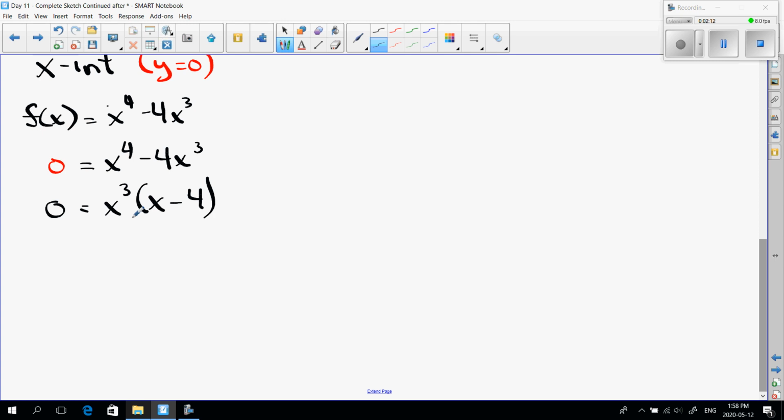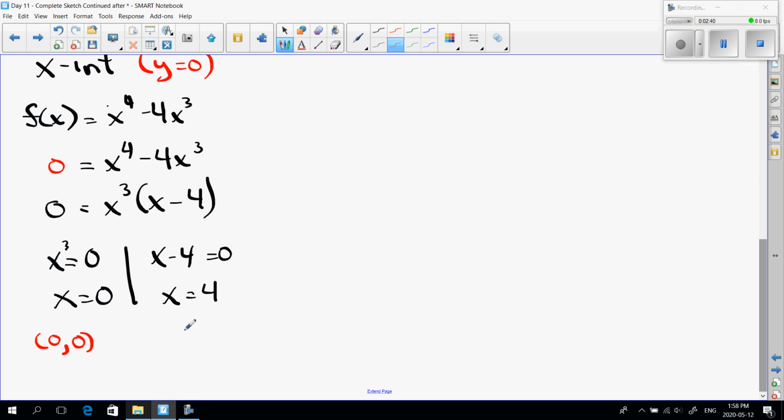Now, because of the zero product principle, I've got these two factors, x cubed and x minus 4, multiplying together to give me a 0. That tells me that either x cubed equals 0 or x minus 4 equals 0. Take the cube root of both sides, I've got x equals 0, and add 4 to both sides, I've got x equals 4. These are 2 points. This first point is 0, 0. This next point, x is 4, y is 0. I have 2 x-intercepts on that curve.